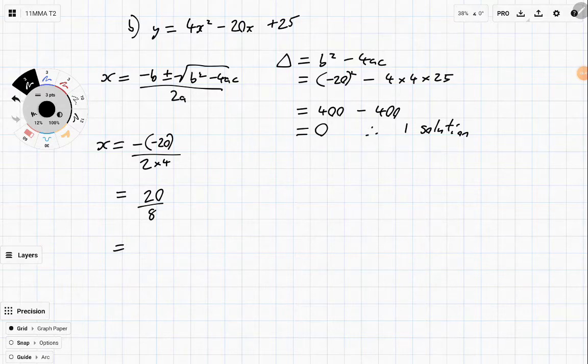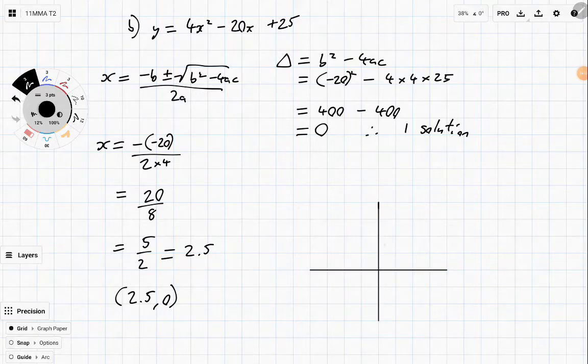Both have common factors of 4. So that's 5 on 2, or 2.5. And that's the only solution. So the only solution for this particular one would be 2.5. That's the only root. And it's going to look something like this, where it comes down, kisses 2.5, and goes back up. So it just touches on the axis at 2.5.